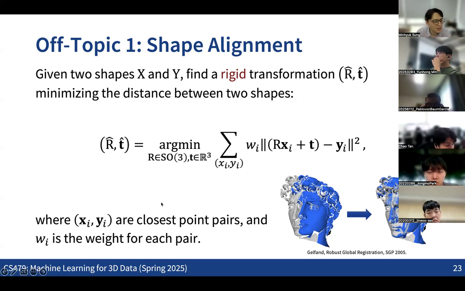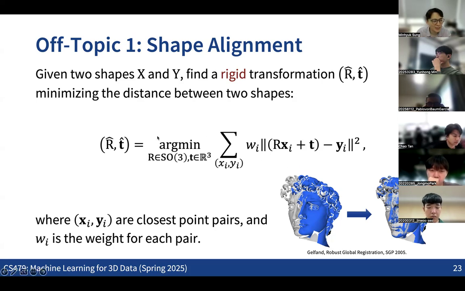So given the case that we know corresponding points in the two different shapes, let's say those corresponding points are x_i and y_i here. And if we have a weight for each corresponding point pair, the problem becomes finding the optimal rotation and translation in a way that minimizes the distance between the corresponding points. This is the problem called shape alignment. You can say that this is basically solving exactly the same problem, right?